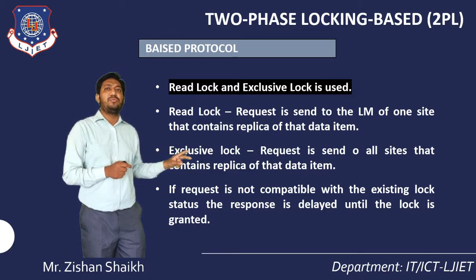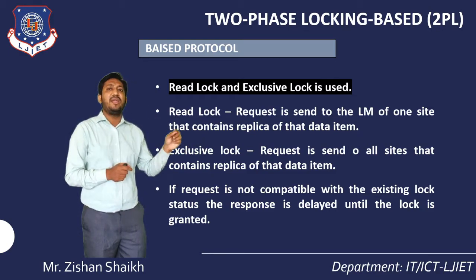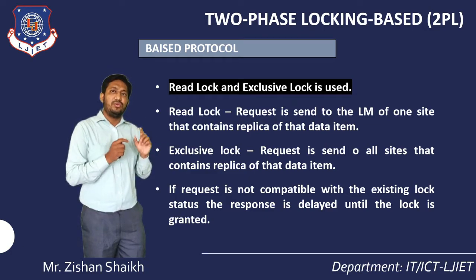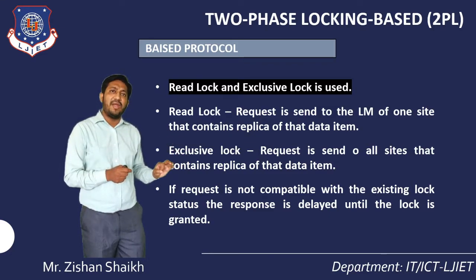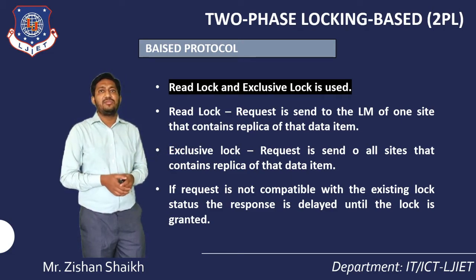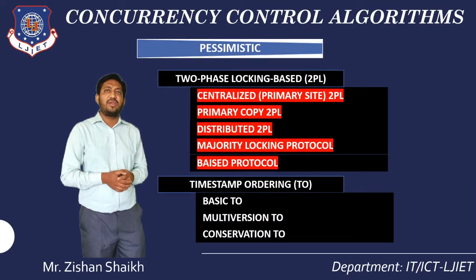So two terms are used here, read lock and exclusive lock. When using a read lock, we check only one site, and when using an exclusive lock, we use all the sites that contain the shared data item. If the request is not compatible with the existing lock status, the response is delayed until the lock is granted. This is the basic idea of how the two-phase locking protocol works.